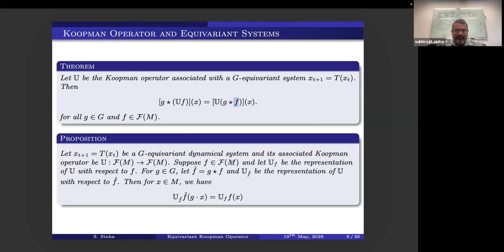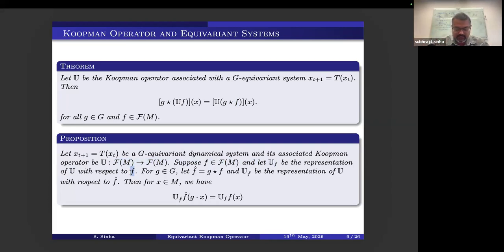Now let's consider U, let me be clear. Let's say we have a function F, and let U_F be the representation of the Koopman operator with respect to F. So abstractly, you can think of this as, okay, we have a linear transformation.